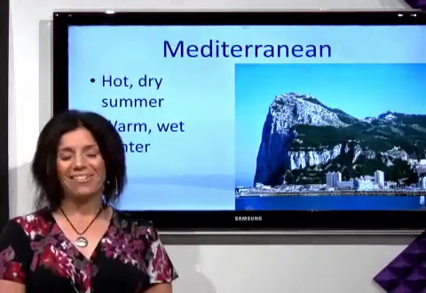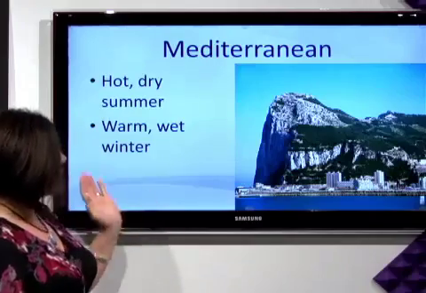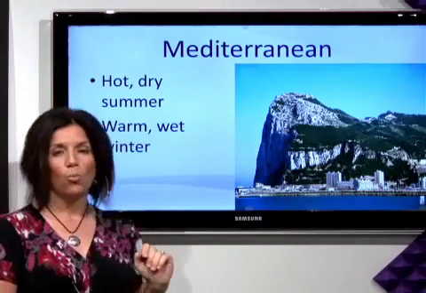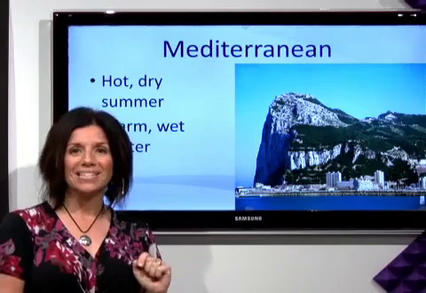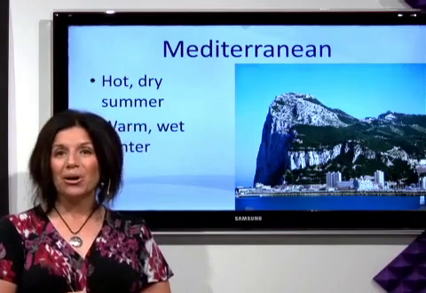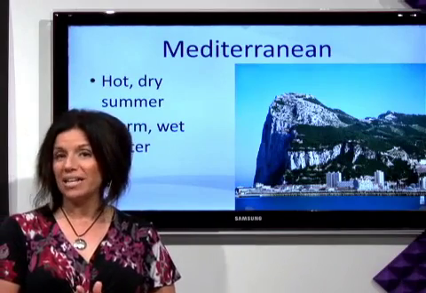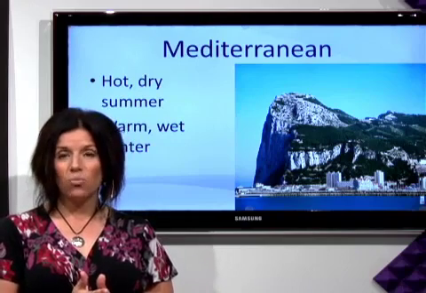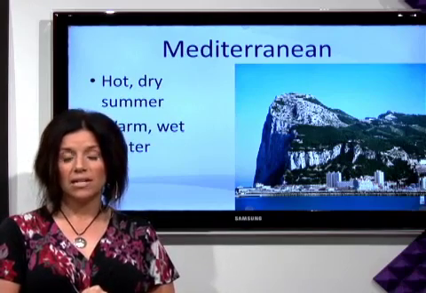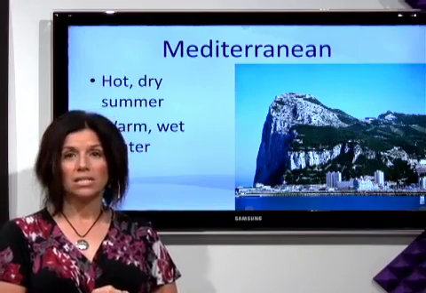The Mediterranean climate. This is characterized by a hot, dry summer and a warm, wet winter. Guess where it gets its name from? This is the area located around the Mediterranean Sea, which is the body of water south of the continent of Europe and north of the continent of Africa.